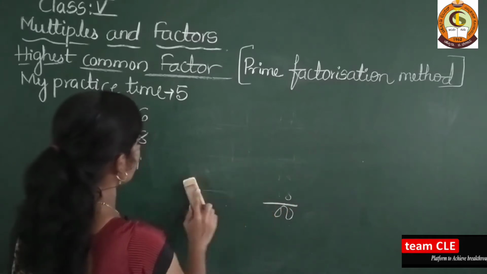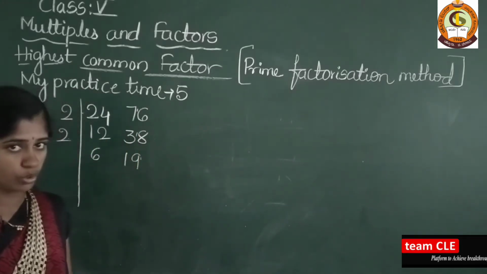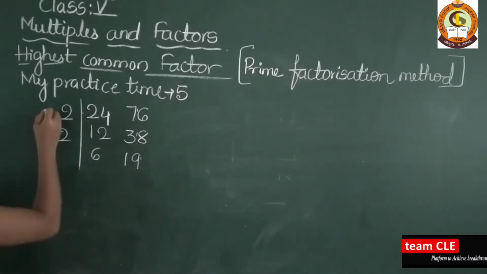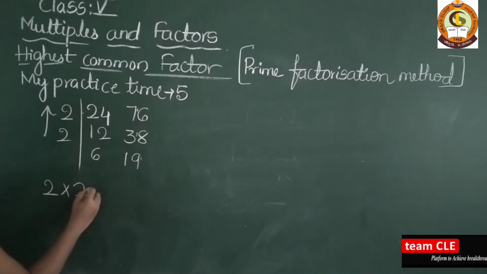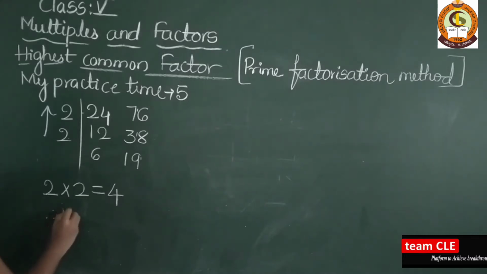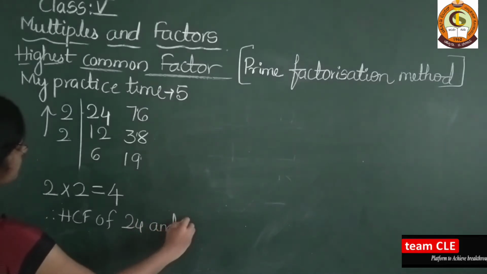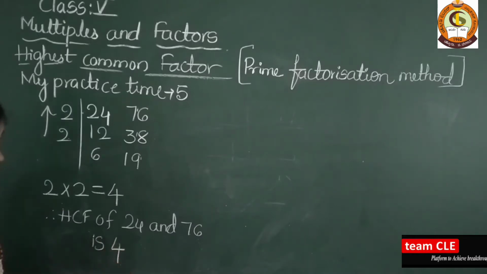Next step: see, are 6 and 19 in the same table? No. So stop here only, and next you have to take these divisors. So what will come here? 2 into 2. 2 twos are 4. Therefore the HCF of 24 and 76 is 4.